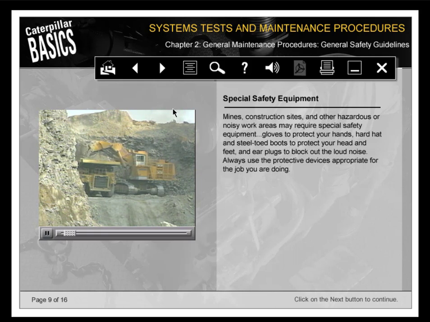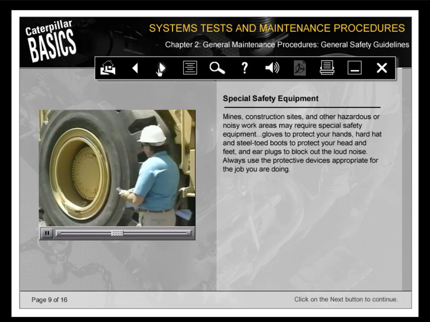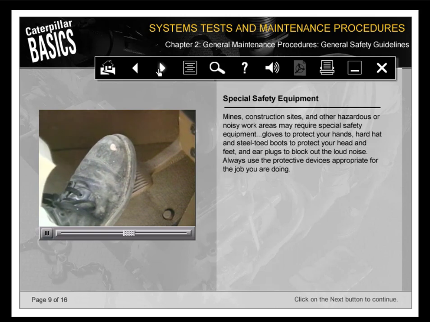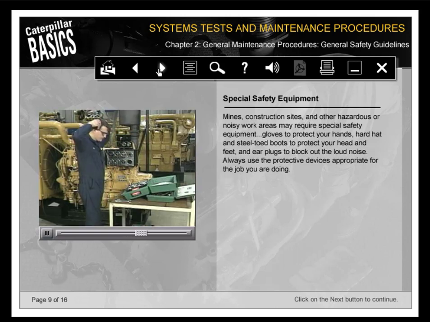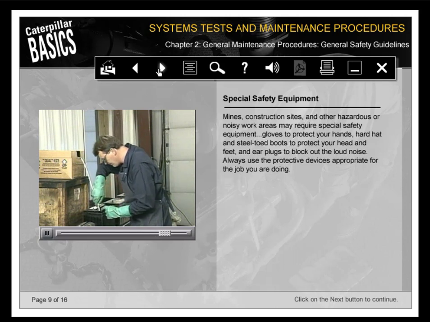Mines, construction sites, and other hazardous or noisy work areas may require special safety equipment. Gloves to protect your hands, hard hat and steel-toed boots to protect your head and feet, and earplugs to block out the loud noise. Always use the protective devices appropriate for the job you are doing.